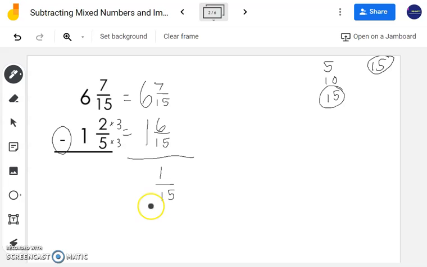Now, in a mixed number, I cannot forget about my whole numbers. My whole numbers here are 6 and 1, so 6 minus 1 is 5, giving me a final answer of 5 and 1/15. Notice this is the same process you've been doing for adding mixed numbers and improper fractions as well. Always look at your denominators, find the least common denominator if they're not the same, create equivalent fractions so now your denominators are the same, and then subtract your numerators, subtract your whole numbers, and you will get your final answer.